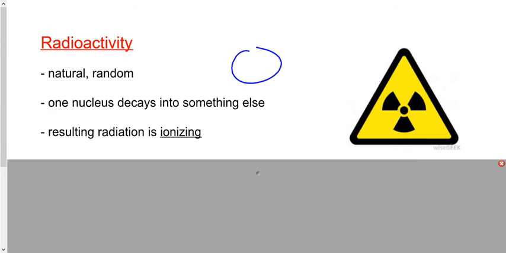One nucleus decays into something else in a natural fashion, in a random fashion. And the resulting radiation, what gets released from this process of one nucleus decaying into something else, is called ionizing radiation. That means it's radiation, these particles that can cause other atoms to become ions. And sometimes that's okay, sometimes it's a problem.